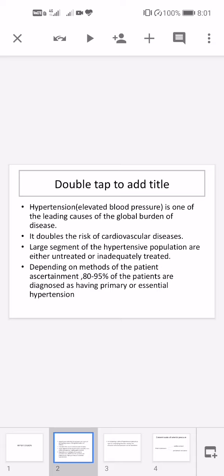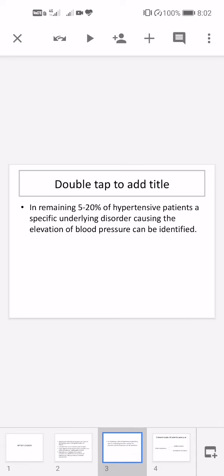Depending upon the method of patient ascertainment, 80 to 95% of the patients are diagnosed as having primary or essential hypertension, and in the remaining 5 to 20% of hypertensive patients, a specific underlying disorder causing the elevated blood pressure can be identified.